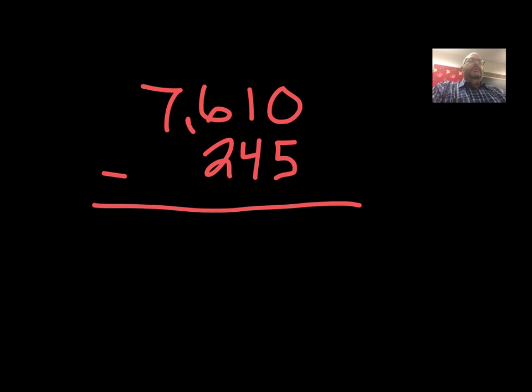All right, I'm going to demonstrate the standard method for subtracting. I have 7,610 minus 245. Now I do have some problems with this activity. I cannot take this 5 from the 0. And the same thing here, I cannot take that 4 from the 1. Both those numbers are too big.